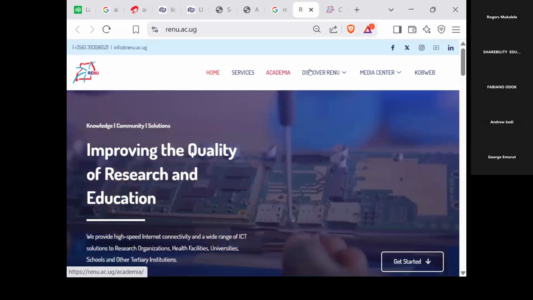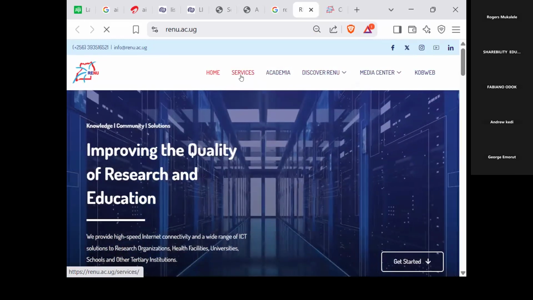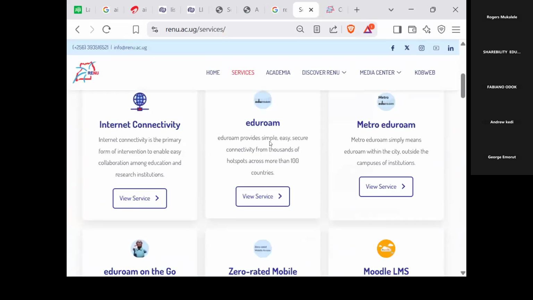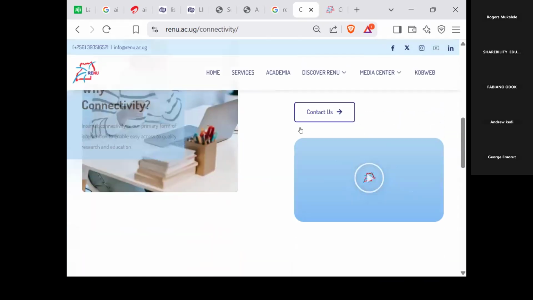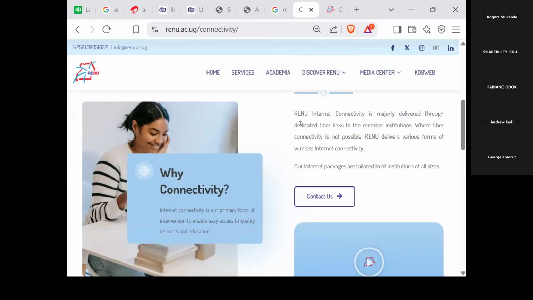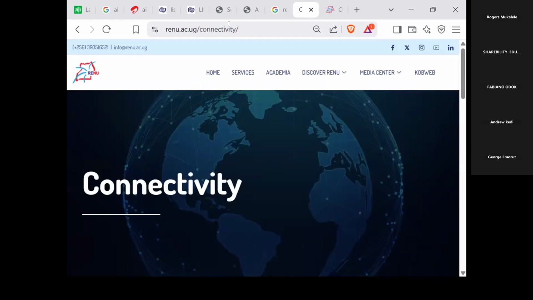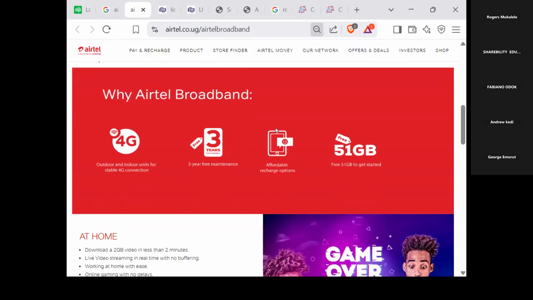When I go to their website, it is not very easy to see the pricing. You just need to contact them and talk to them if you are a school, and see if they can connect you at the particular time, or they also offer other things like zero rating platforms and other platforms. So please, when we are talking about connectivity of schools, we cannot miss out RENU. Then for upcountry schools, you can try to check out Airtel Broadband.